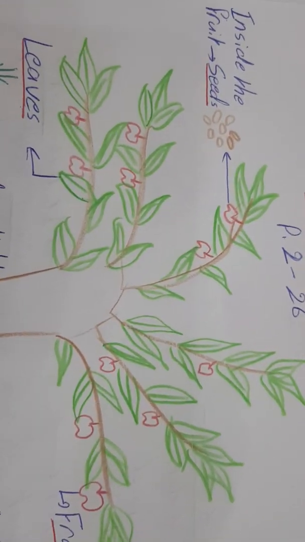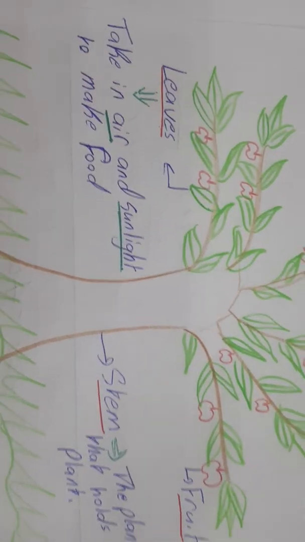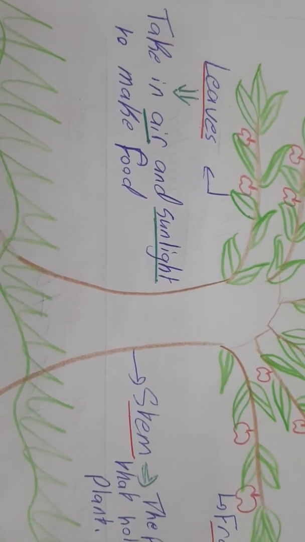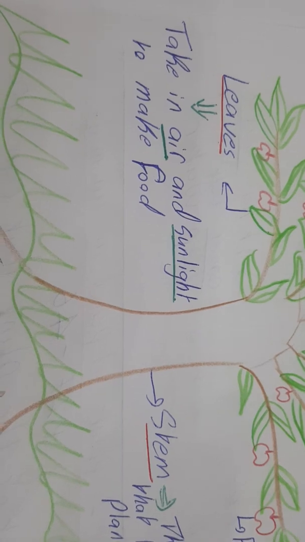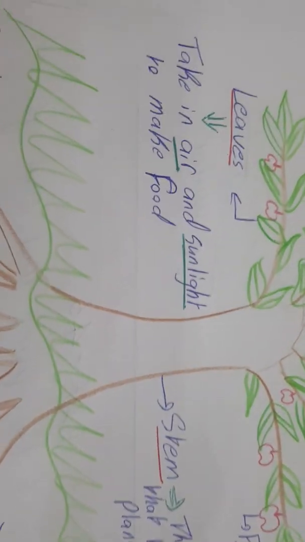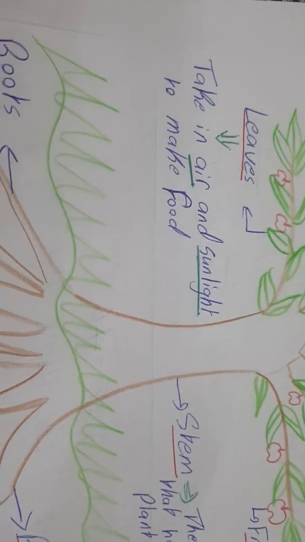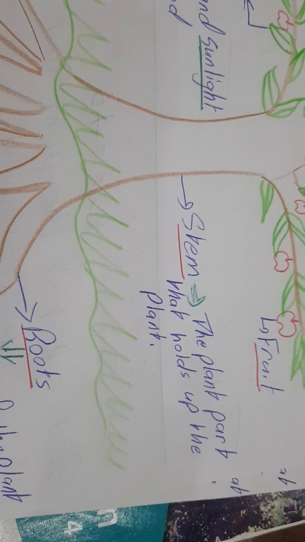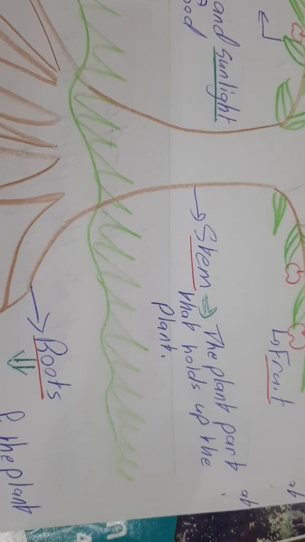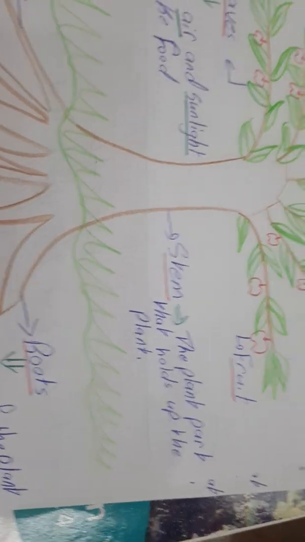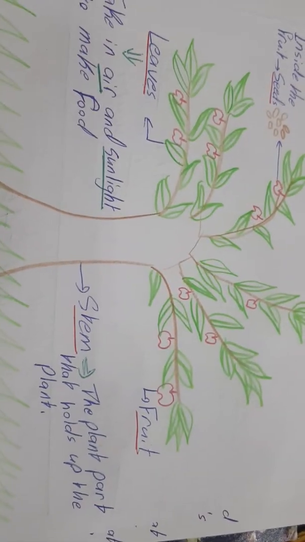First, fruit. Now, inside the fruit, we have seeds. The tree has a lot of leaves. Leaves take in air and sunlight to make food. So leaves absorb air and sunlight. Why? To make food. The stem is the plant part that holds up the plant. So it helps the plant to stay standing, not to fall down, and it holds up all the upper parts.